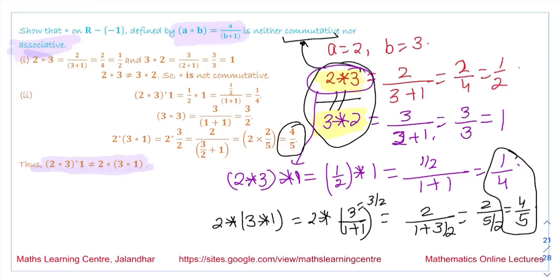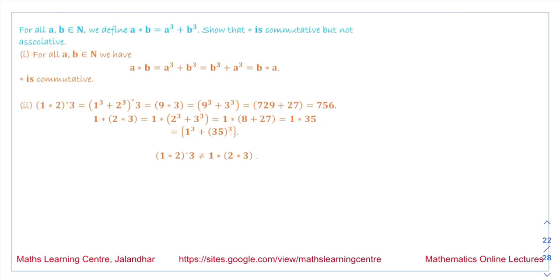Next, for all A, B belonging to N, we define the operation A star B equal to A cube plus B cube. We have to show that star is commutative but not associative.